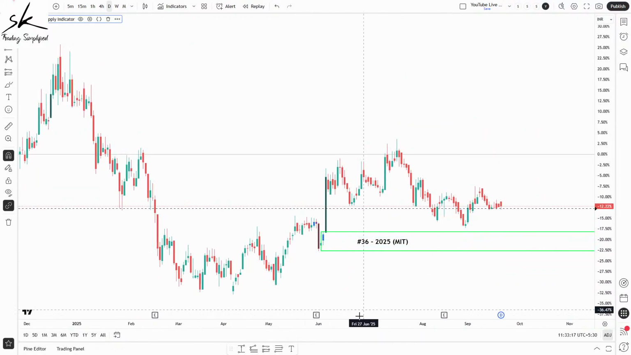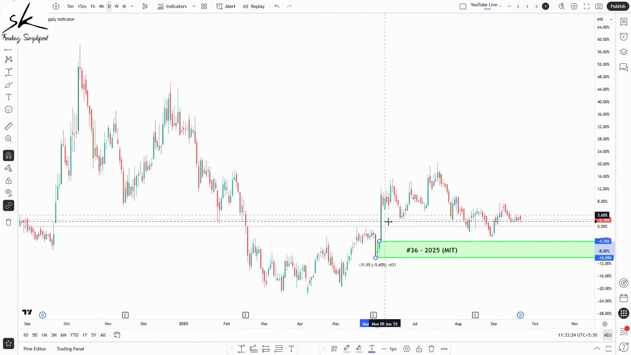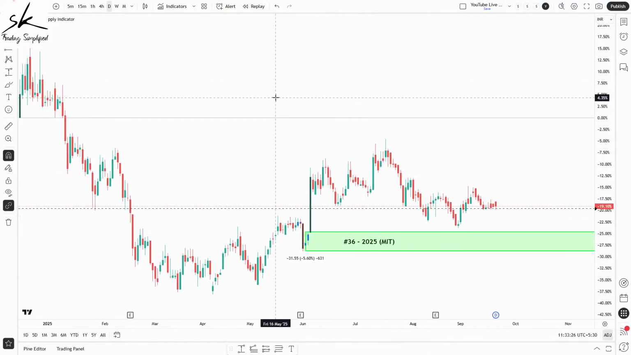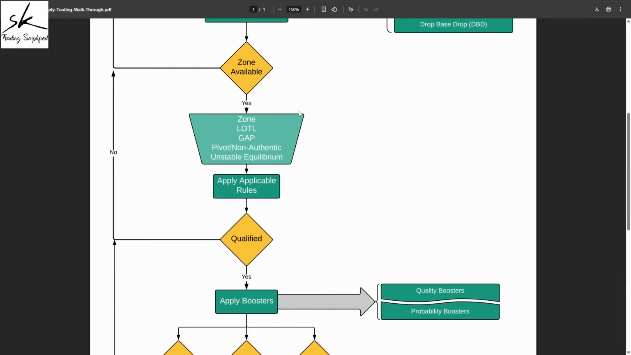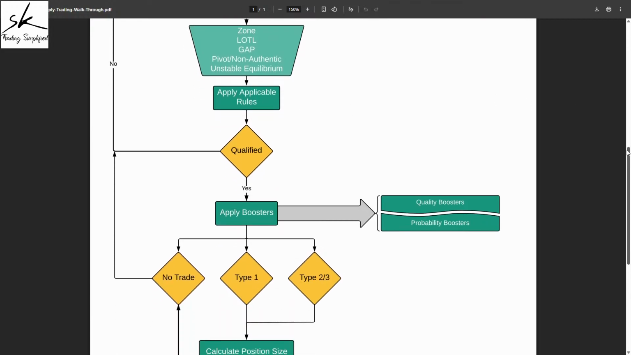So yes, we do have a drop based rally structure. So let's draw this drop based rally. So my step number 3, which is to identify a zone, already done by the indicator. We have a zone on the chart. So since we have a zone on the chart, now we can move on to the next step. So do you have a zone available? The answer is yes. Now, the next step is you can't use the zone blindly.